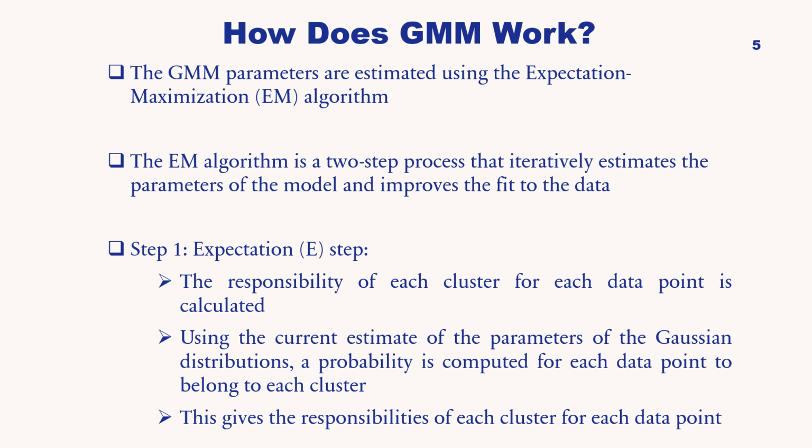Now we're going to look at how the algorithm works. As I already mentioned, the mean and the variance parameters are estimated using the EM algorithm. The EM algorithm is a two-step process, and it iteratively estimates the parameters of the model and improves the fit to the data. The first step is the expectation step, the E step. In this step, the responsibility of each cluster for each data point is calculated. Using the current estimate of the parameters of the Gaussian distribution, a probability is computed for each data point to belong to each cluster. This gives the responsibilities of each cluster for each data point.